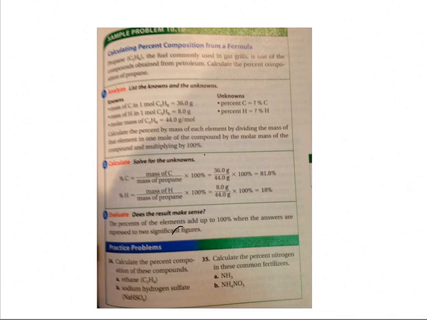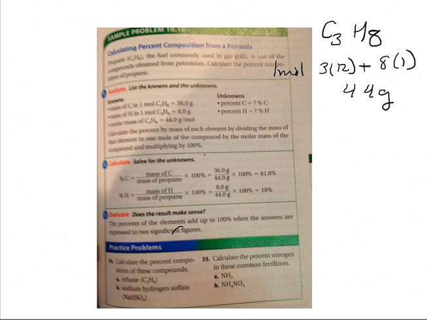And it says propane, C3H8, is one of the compounds obtained from petroleum. Calculate the percent composition of propane. So if I know that it's C3H8, what I can assume is, let's say I have an entire mole. Well, if I have 1 mole of that, I would have 3 times 12 plus 8 times 1. So 36 and 8, that's 44 grams. So the total is 44 grams.